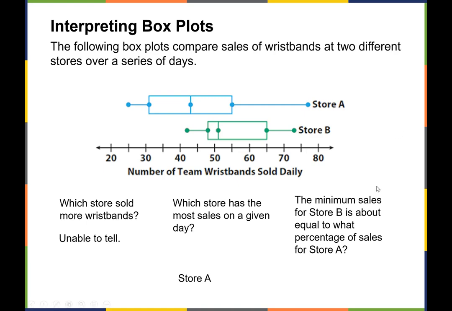The minimum for sales for store B, so that's this value right here. That's the minimum for store B, is about equal to what percentage of sales for store A. So it's not exactly, it's a little less. Let me draw on this. Here, it's a little bit less, but if we just say about, well, the minimum sales for store B is about at the median for store A. So the median, right, this is our median right here in the middle of our box. The median is 50th percentile, so it's about 50%.